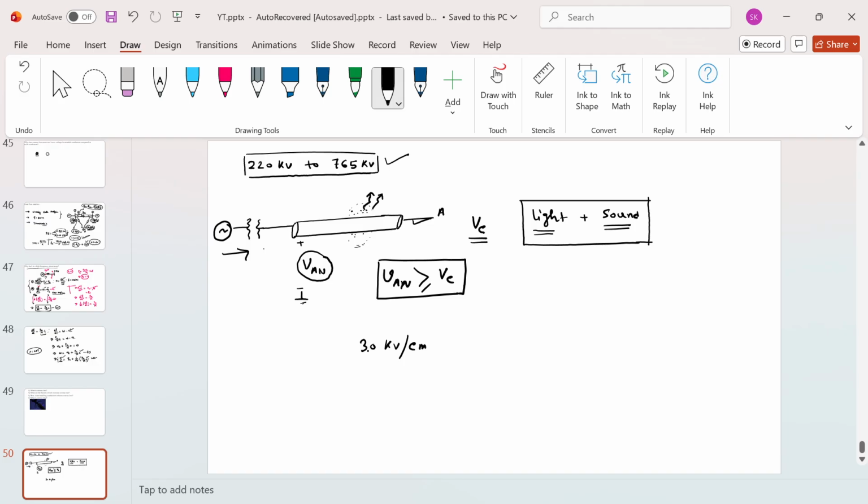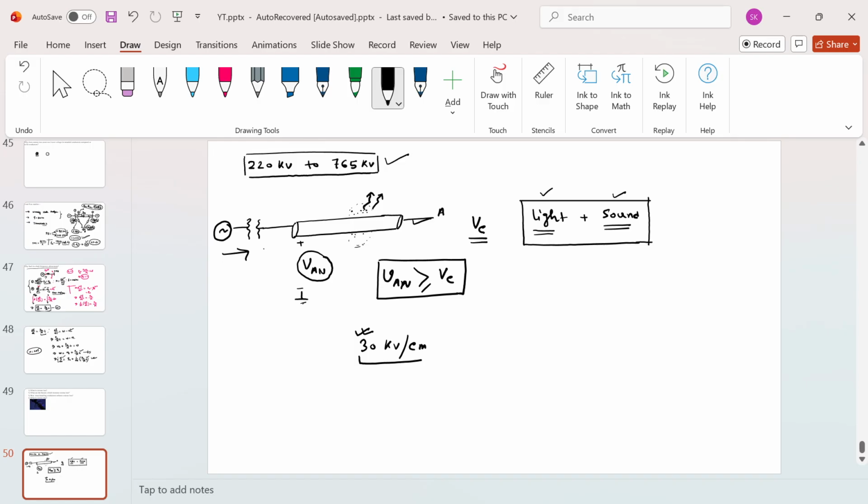So if the electric field generated around the conductor is more than or equal to 30 kV per centimeter, then the air will get ionized, and there will be losses in terms of light energy and sound energy. Okay. And the corona loss will happen. And I need to mention a few more points here.